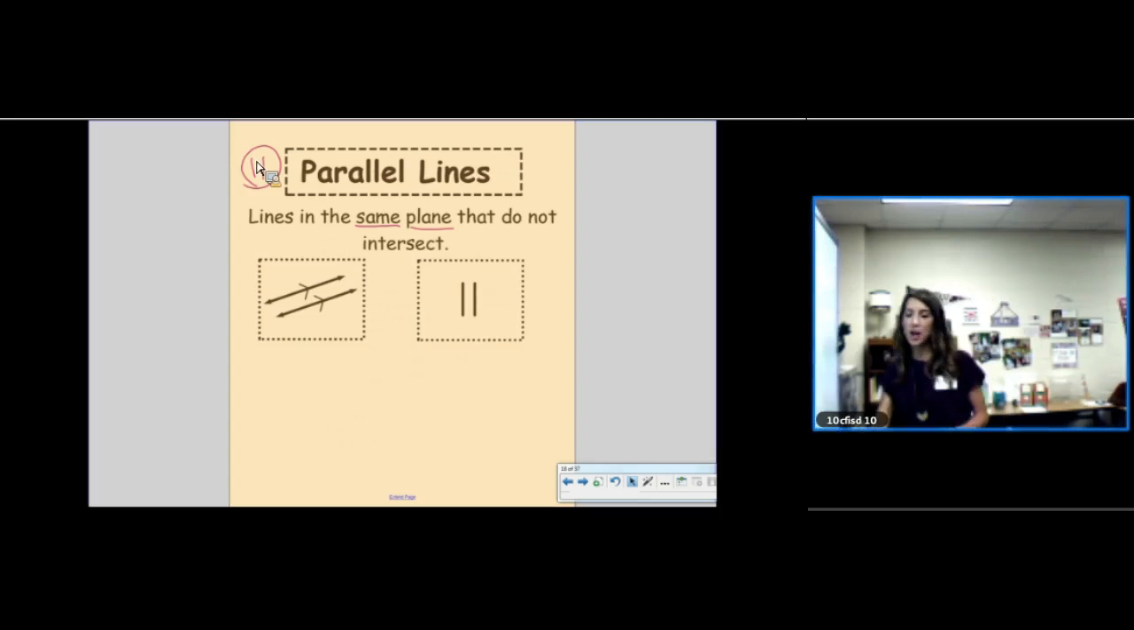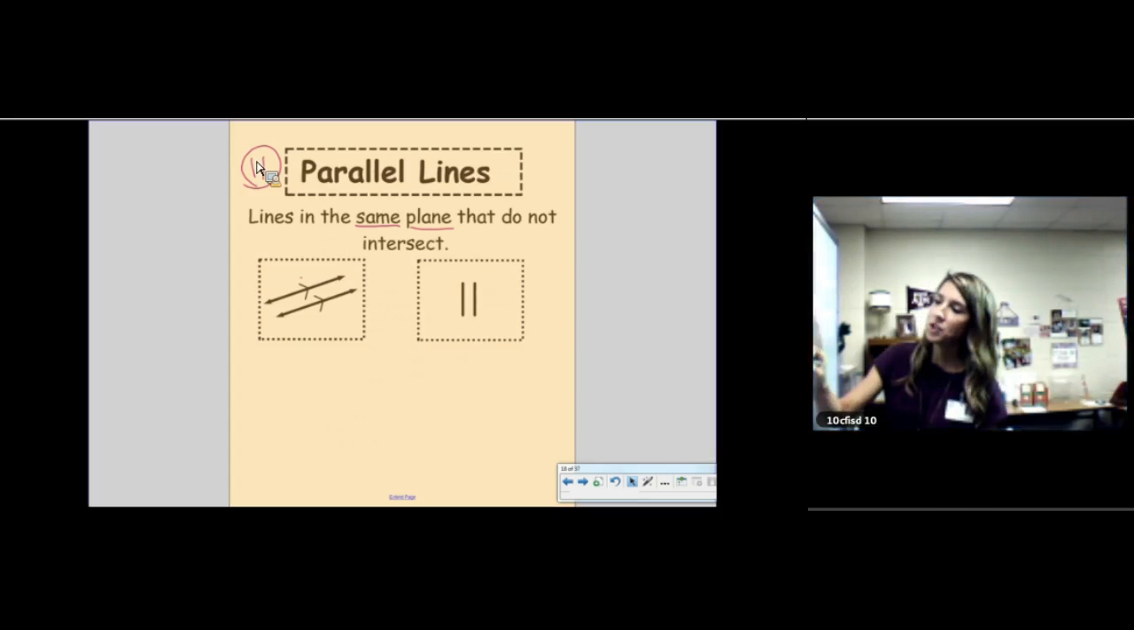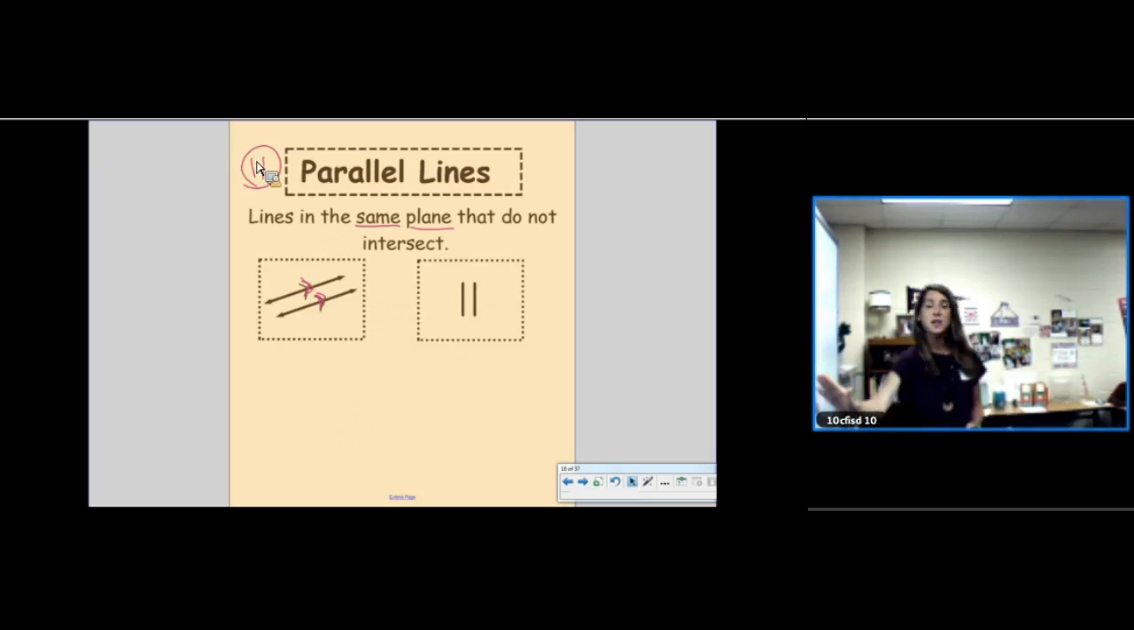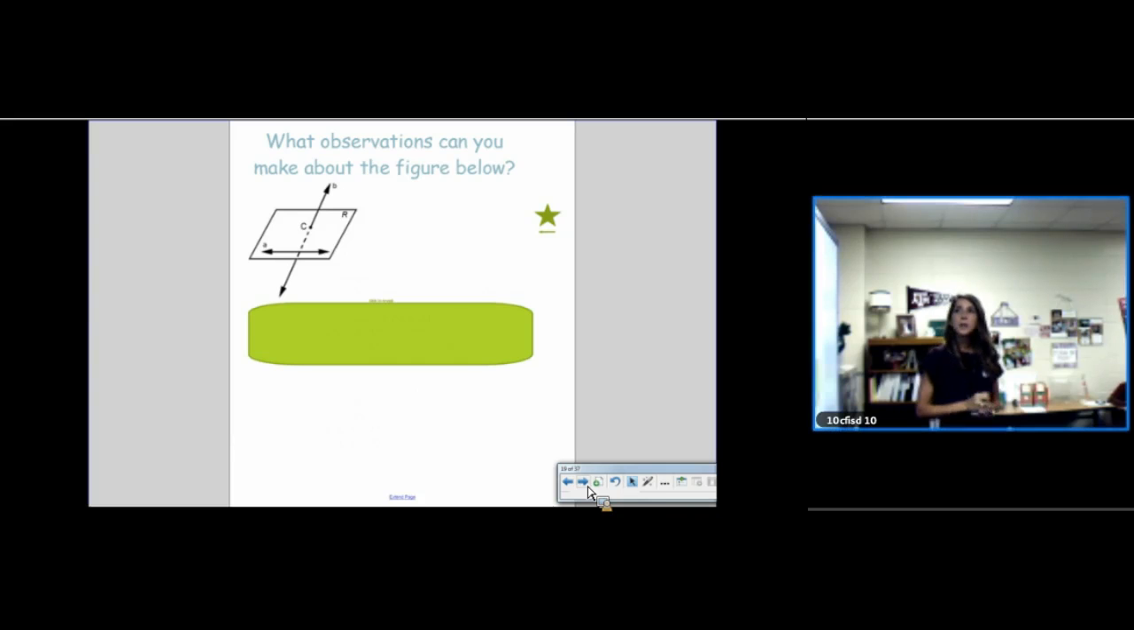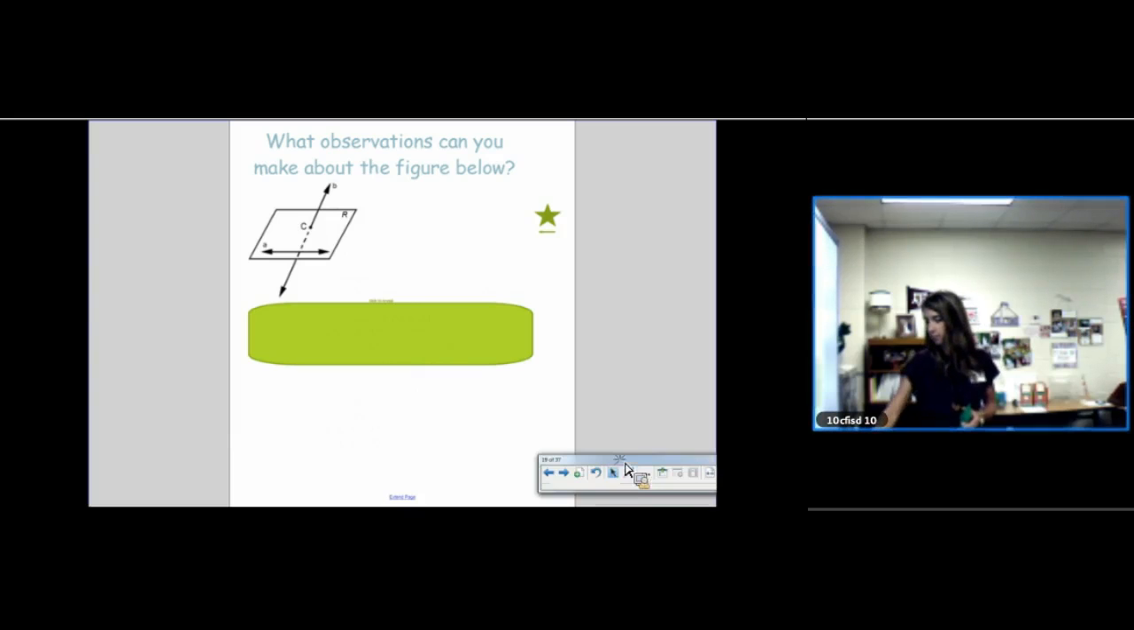When I want to show that two lines are parallel, I'll just put an arrow on them, like right here. So this is the notation. Put this for notation. The picture's already drawn, so don't worry about the picture. We did this in our warm-up. Cool. That was number 11. What observation can you make about the figure below? So look at that figure.